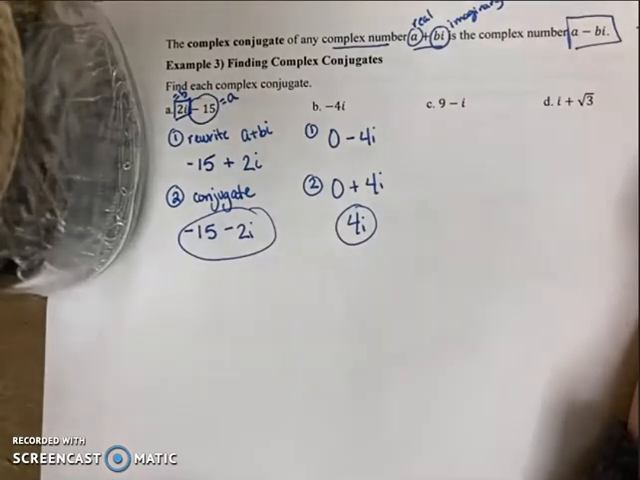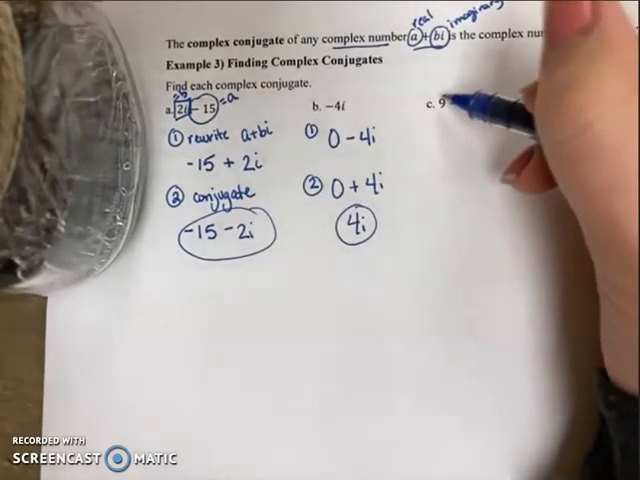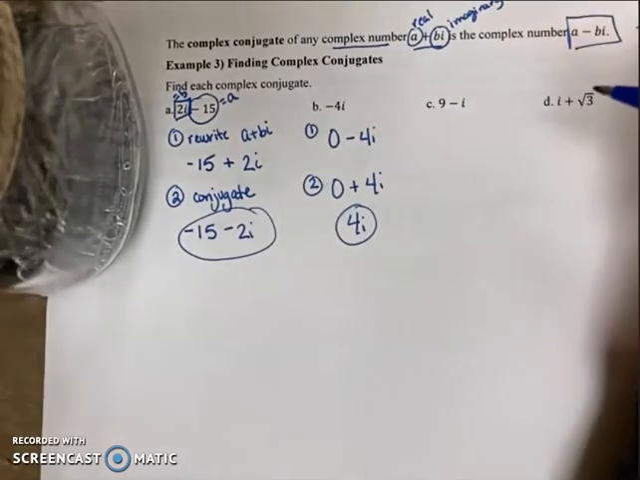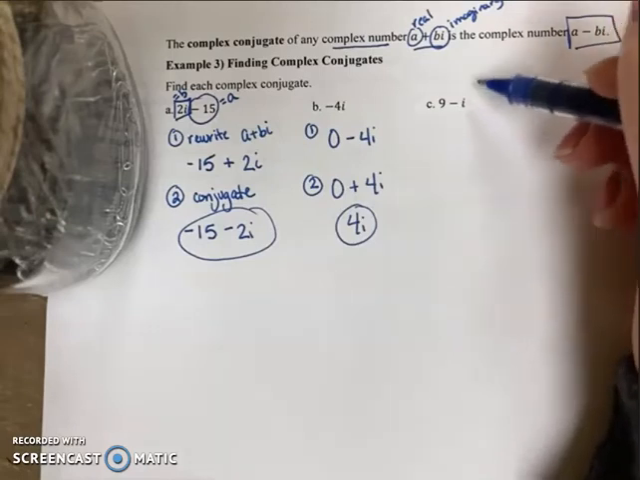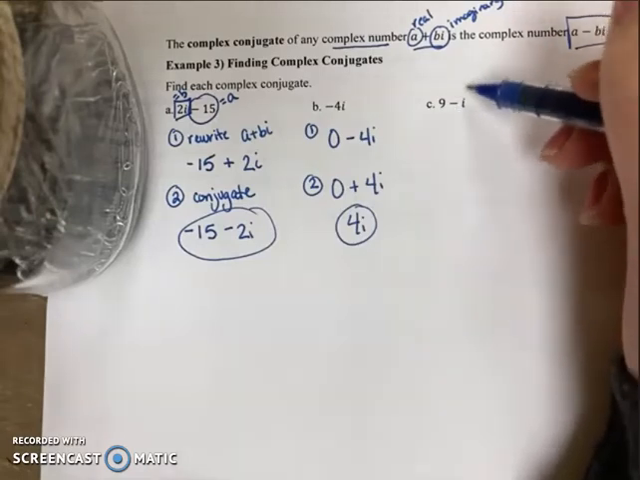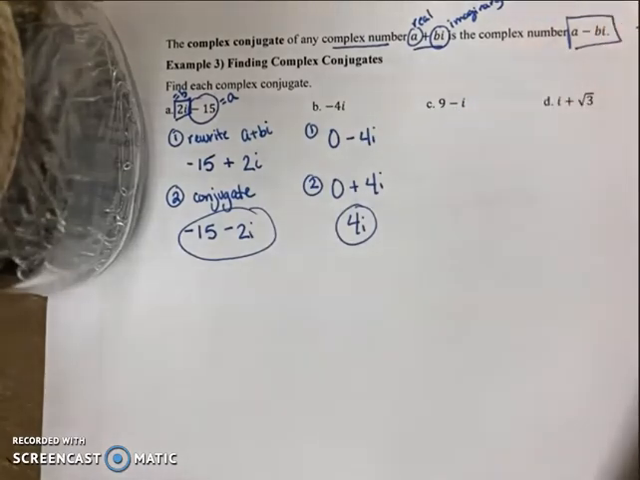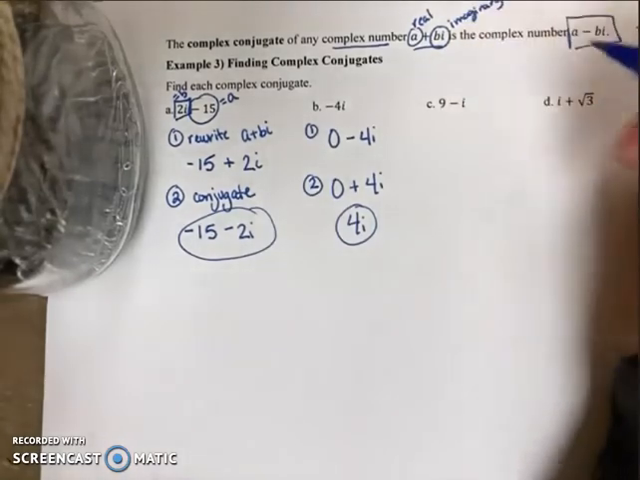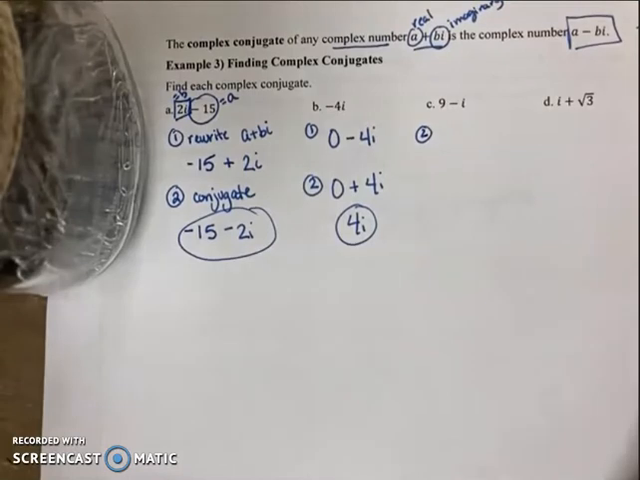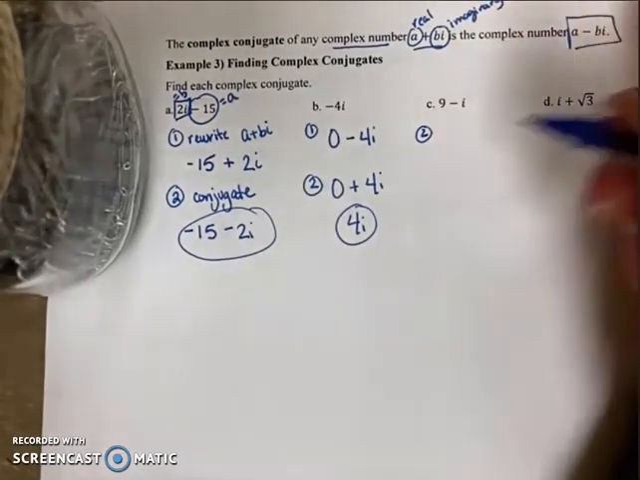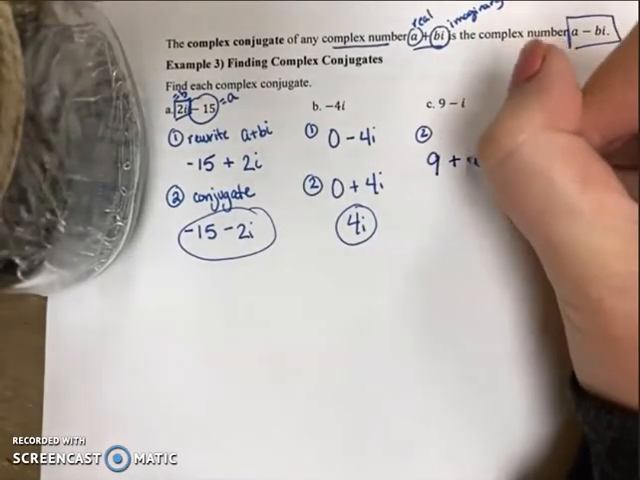Part C, if I look at this complex number, it is already in its standard form. 9 is a real number and a negative 1i is the imaginary number. So step 1 is already done for us. All I have to do is step 2, which is to write its conjugate, which is 9 plus i.